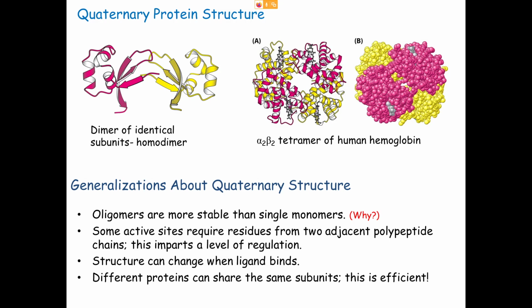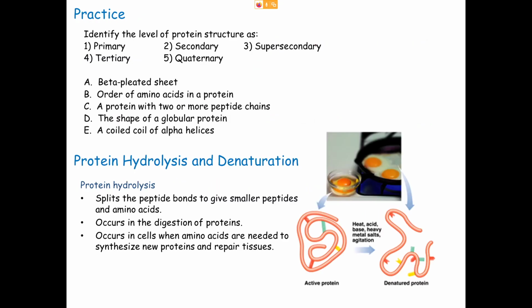Okay, so let's talk about some examples. At the top here, identify your level of protein structure based on the description. So in choice A, we have a beta pleated sheet. Which level of structure is that? Secondary, exactly, because it's just one secondary element held together by all that hydrogen bonding between the backbone features.